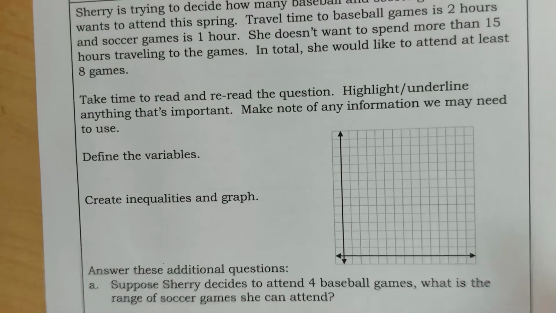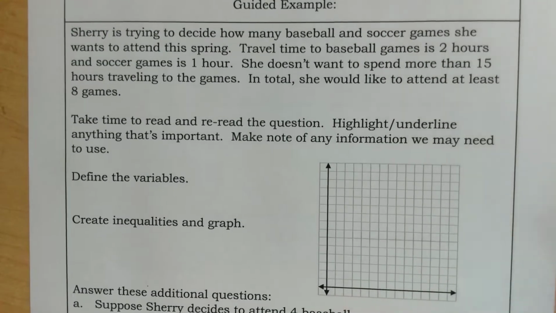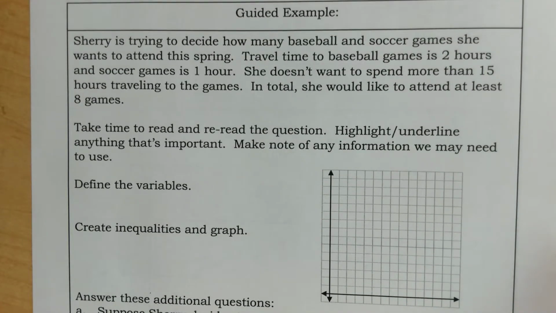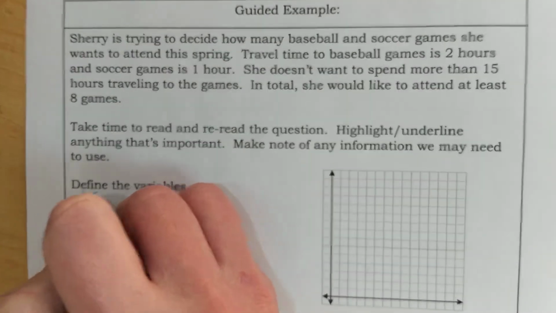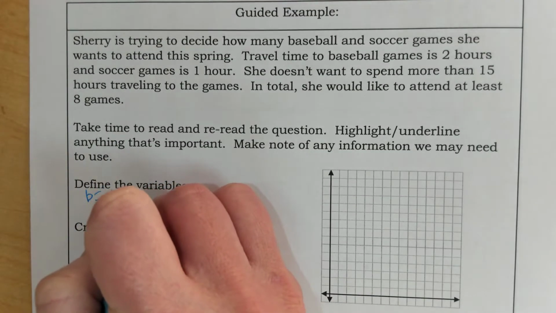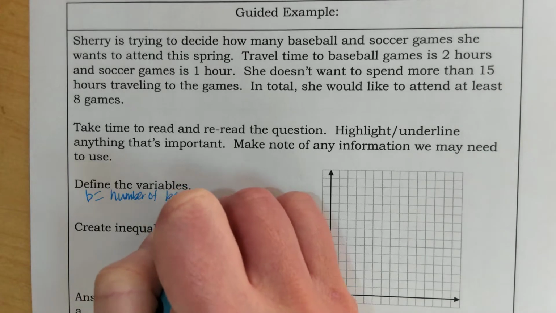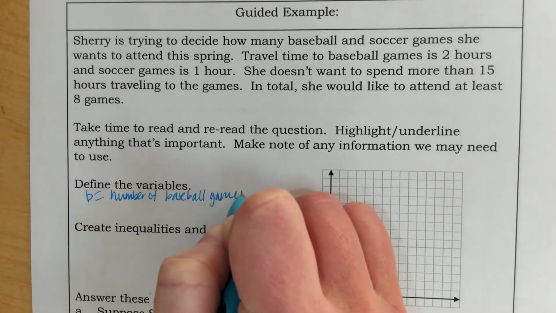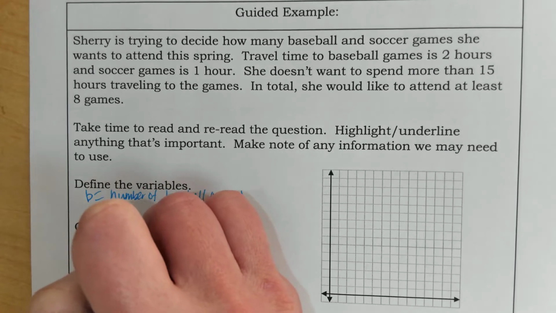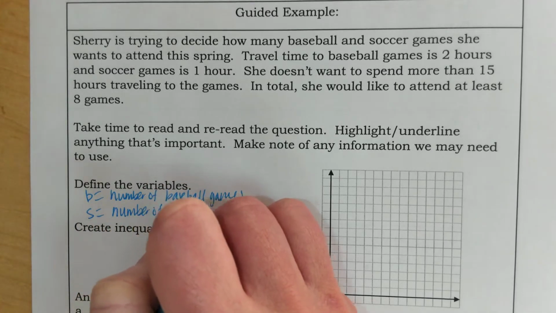Okay, so here's an example. Sherry's trying to decide how many baseball and soccer games she wants to attend this spring. Travel time to baseball games is 2 hours and soccer games is 1 hour. She doesn't want to spend more than 15 hours traveling to the games. In total, she would like to attend at least 8 games. So we are looking for, in this question, how many of each type of game we can attend. So I'm going to define B as being the number of baseball games, and I'm going to define S as being the number of soccer games.